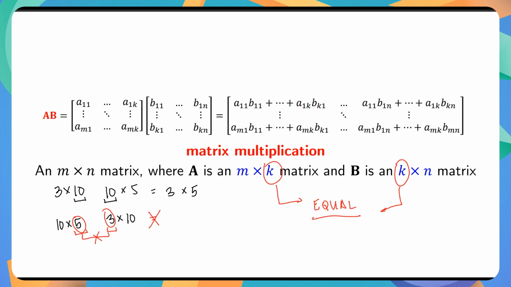Another way to say that it's not compatible is if we, let's say, have 5 by 5, and then we have 3 by 3. So this is also incompatible because the number of columns and rows are not equal. So it has to be equal for matrix multiplication to work.